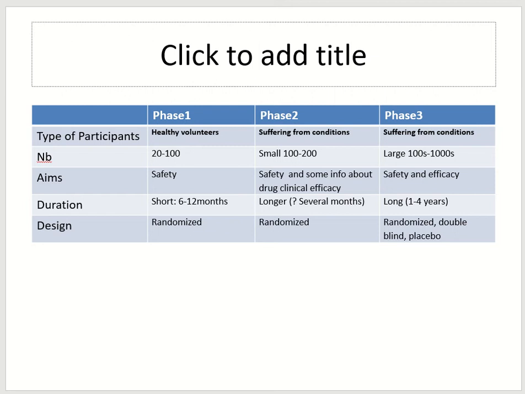You have two arms. If we finish up with phase 3, which is also people suffering from the condition, these are the participants. The sample now can reach thousands, and it's focused on safety and efficacy. The study is longer in duration, it reaches years, and this is where the design becomes more controlled. So not only is it randomized, but you also have the double blind and the placebo.